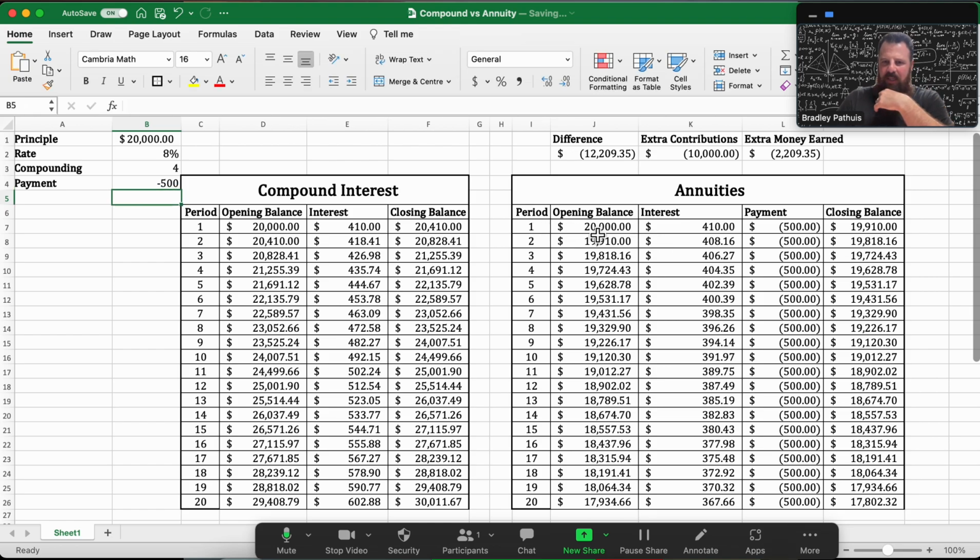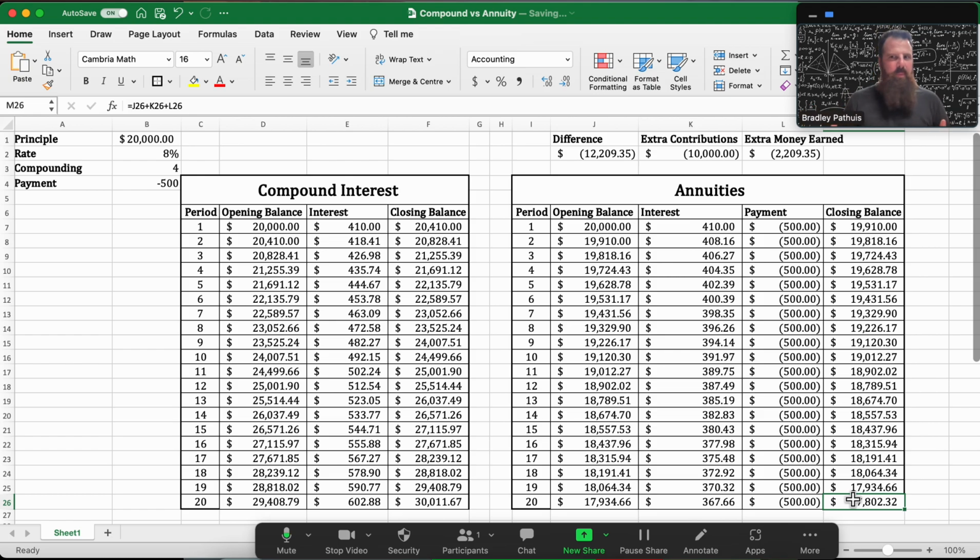What you can see here is $20,000. The bank charges $410 worth of interest, but then we take away $500. So now our balance is $19,910. And as you can see, as this is going down, our balance is slowly reducing and our interest is getting less and less. That was modeling a home loan repayment table.